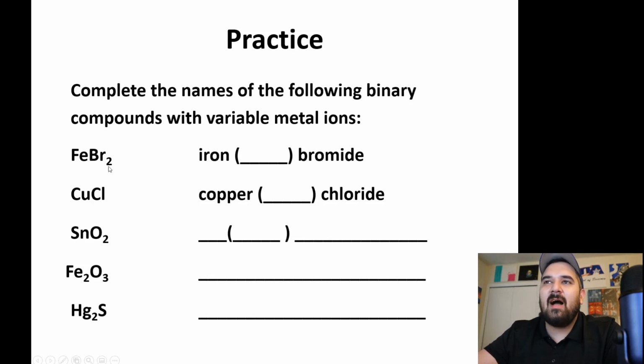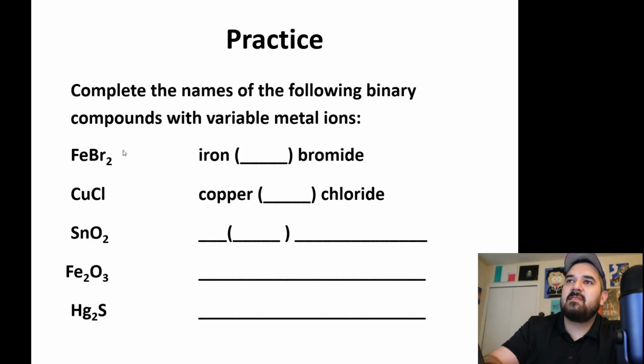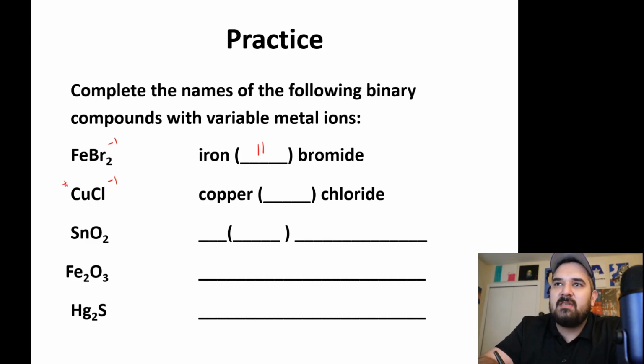All right, so here we have iron 2 bromide. Bromine is a group 17, which means it's got a charge of -1. Because it has a charge of -1 and we have 2 of them, the iron should have a 2 charge. So here we have copper chloride. Chlorine has a -1 charge. We only have 1 copper, which means copper has to have a +1 charge. And then we're just going to put Roman numeral 1.